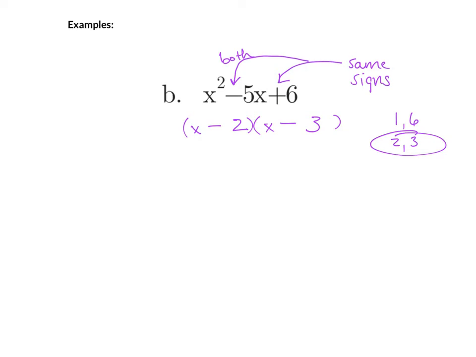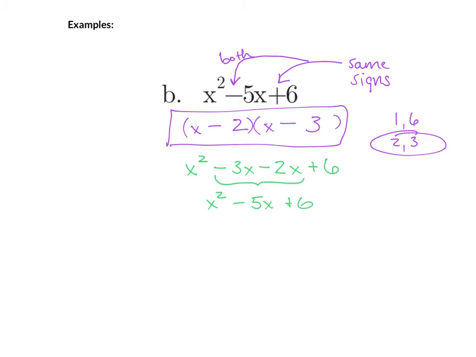If we go ahead and check this to make sure that it's correct, we get x times x is x squared. Outsides, we get minus 3x. Insides, we get minus 2x. And lasts, we get plus 6. This does give me negative 5x, and so my factoring is correct. This is the correct factoring.